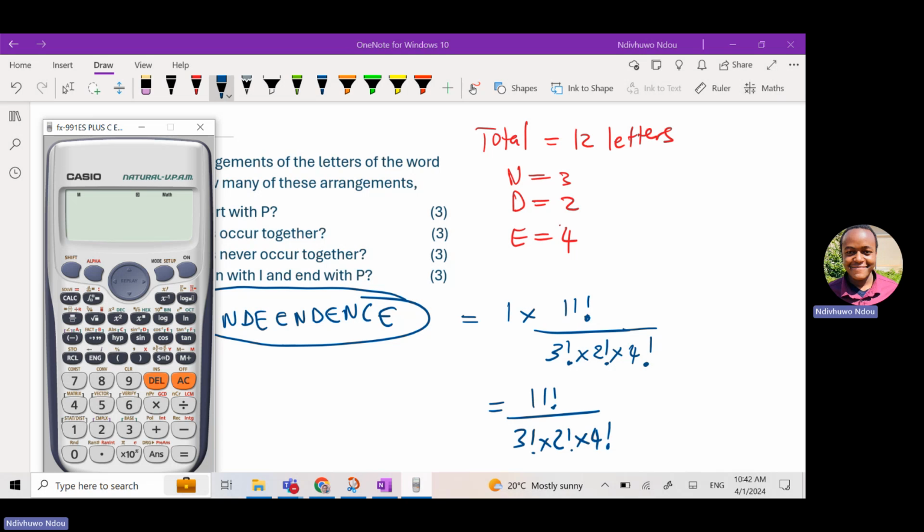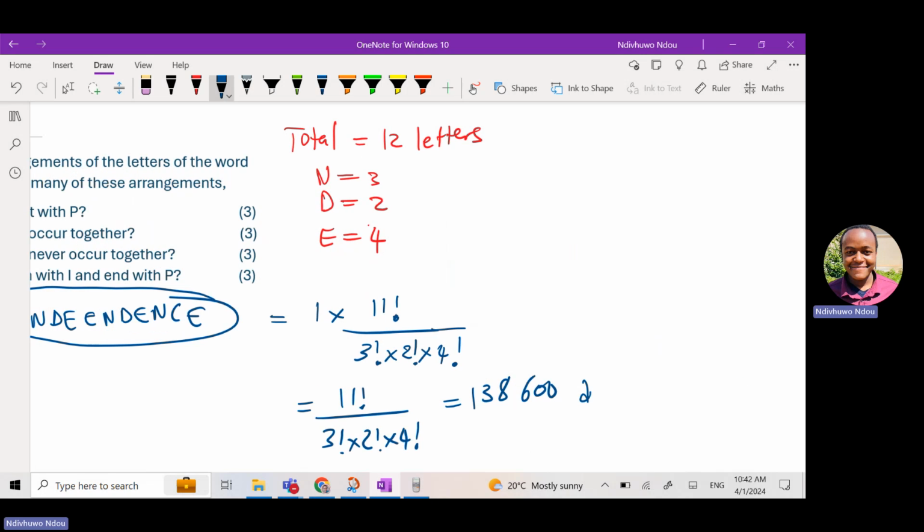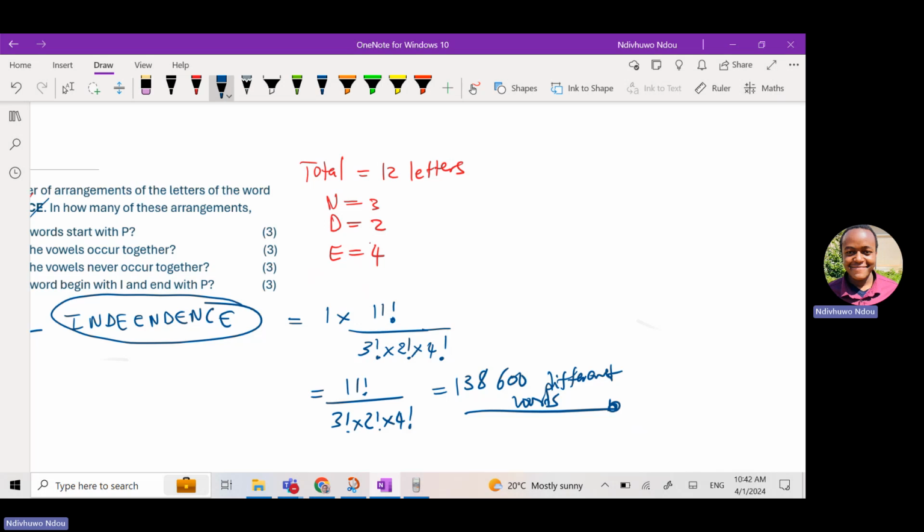We can just use our calculator to get this: 11 factorial divided by 3 factorial times 2 factorial times 4 factorial. The answer is 138,600 words that can be formed that start with P. That's quite a lot. So that's it for the first one.